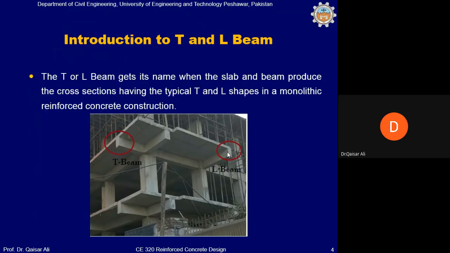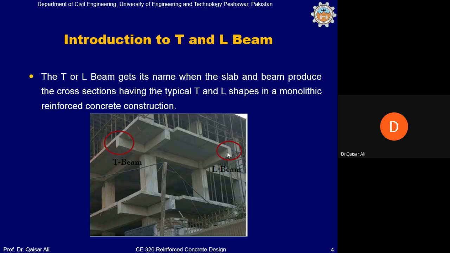If slab is also considered part of the beam, then the beam shape will be like T beam if the slab extends on both sides of the beam, and it will look like an L beam if slab extends only on one side of the beam. So this is the explanation to why we call them T and L beam.